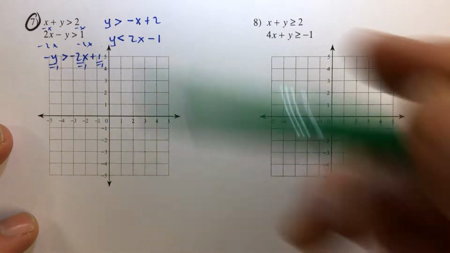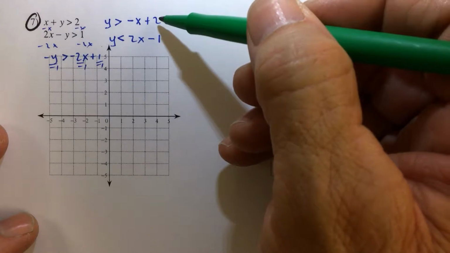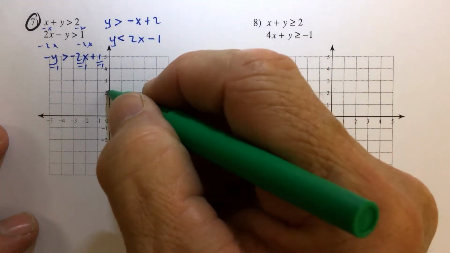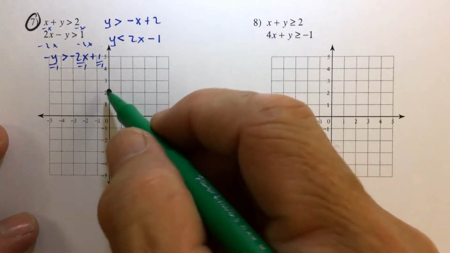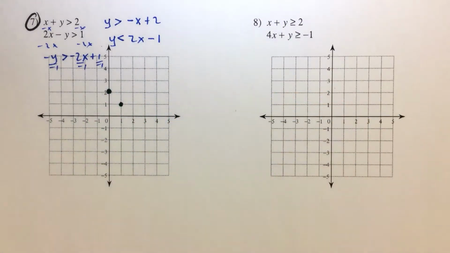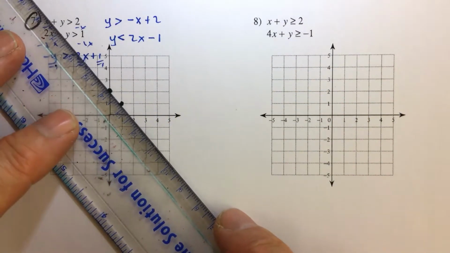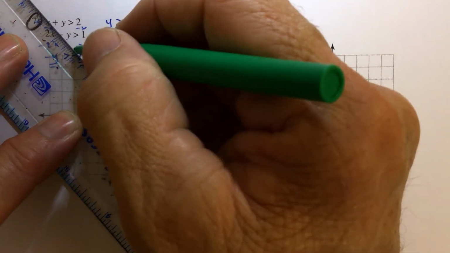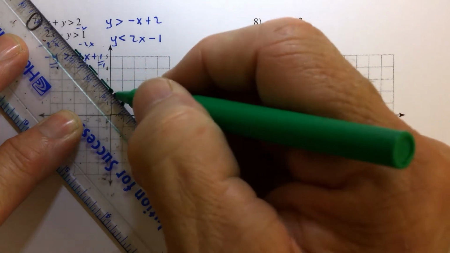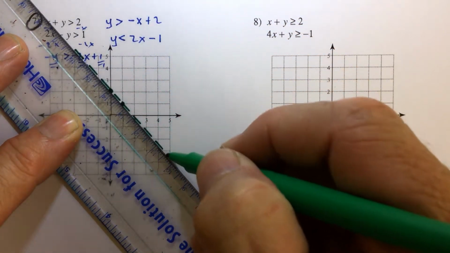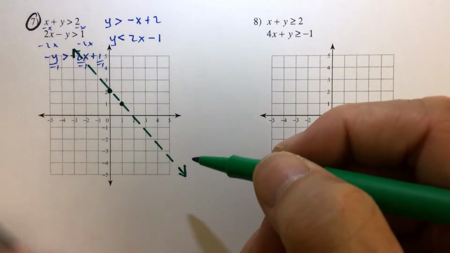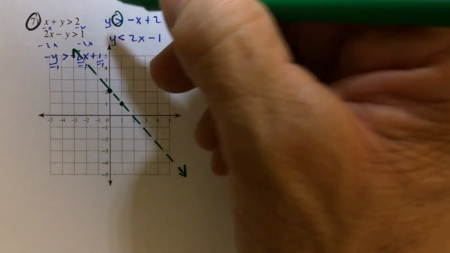Now, the first one, y is greater than negative x plus 2. I'm going to draw the line y equals negative x plus 2. So we have a y-intercept of 2, a slope of negative 1. We connect the dots with a dashed line. We have to do it dashed because we only have a greater than symbol there. It's not also equal to, so this will be the border of that region, and dashed because of that symbol right there.